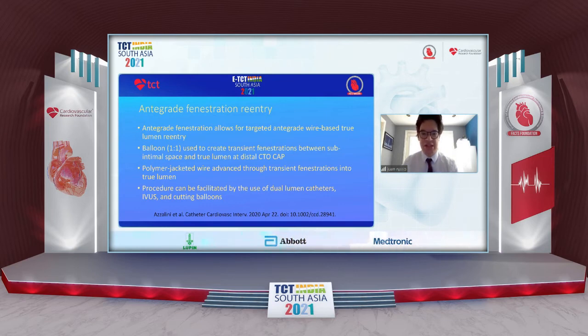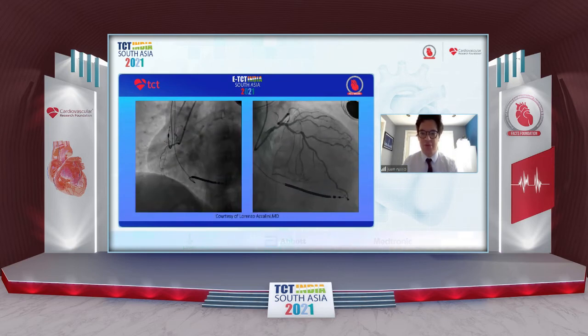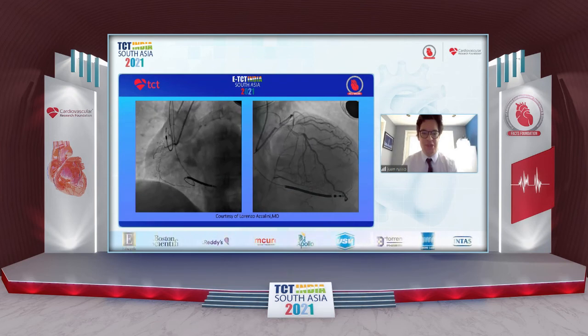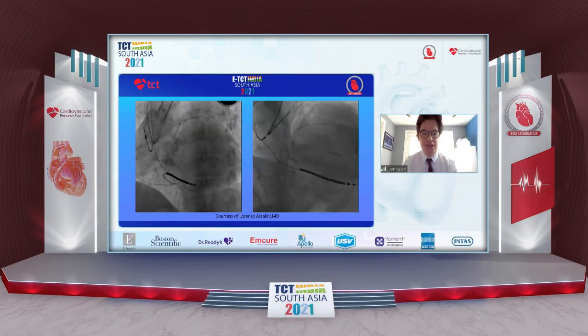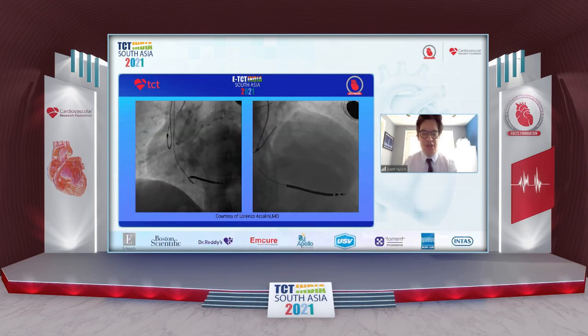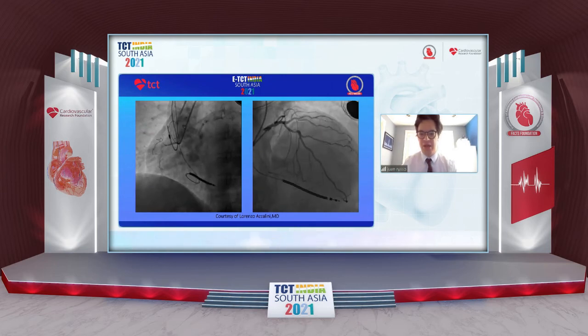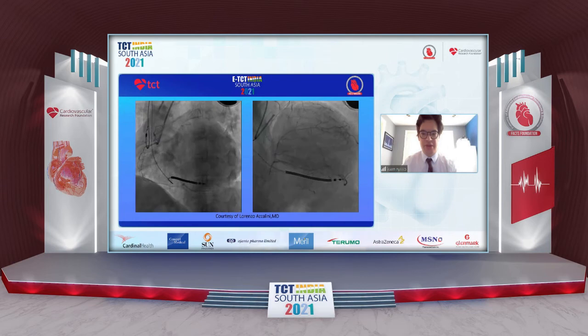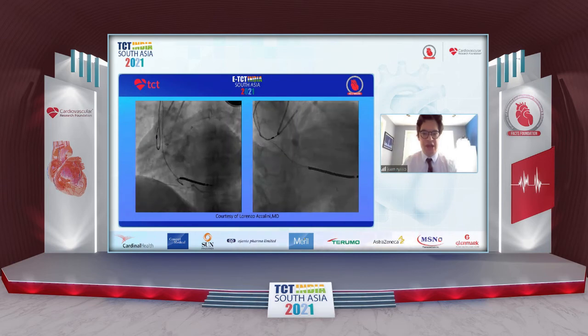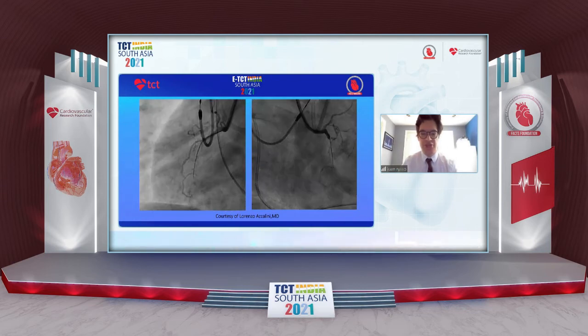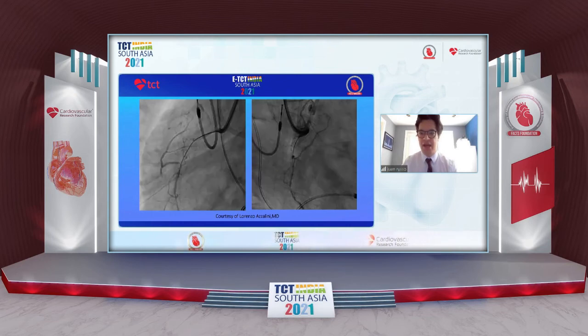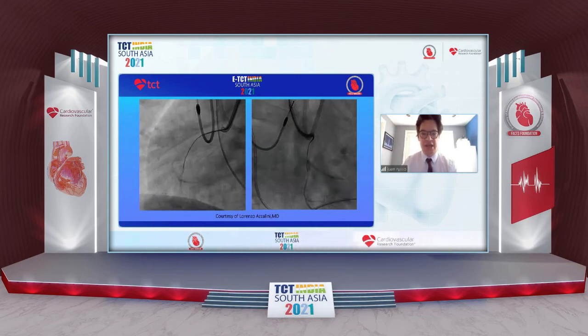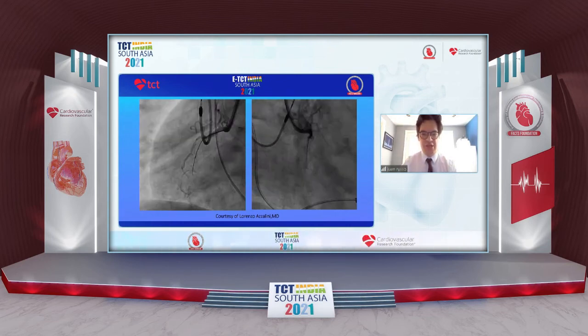So this is a case that Lorenzo provided to me. It's a CTO PCI of the mid-RCA. You can see that there's quite a bit of bridging collaterals in the mid-RCA, and then pretty good retrograde collaterals from the left system. Now, they used a Turnpike LP and Fielder XTA to try to traverse the CTO.